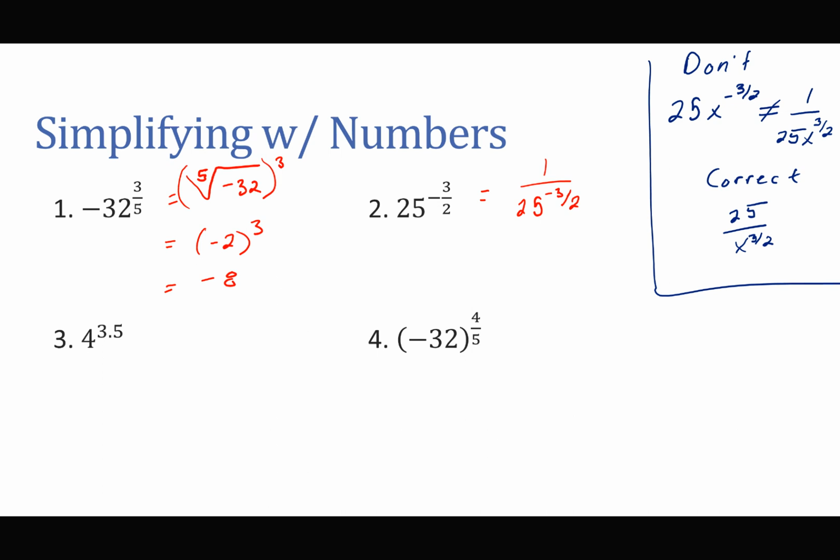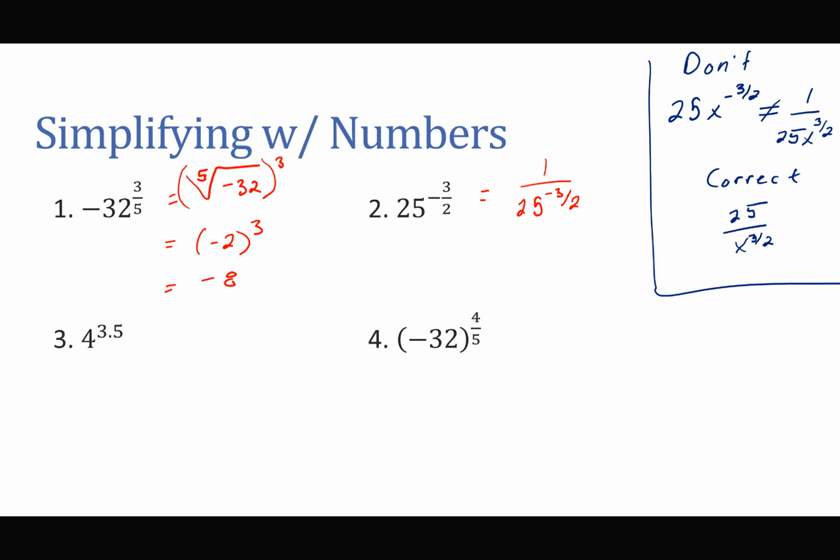Now, I don't want to confuse you, but if there were parentheses around the 25x, and all of it was raised to the negative 3/2, yes, it would all come down. But treat these as two separate things: 25, and then x is raised to the negative 3/2. So all I'm going to bring down is that x. So it'd be x to the positive 3/2 in the denominator, and 25 would stay above.